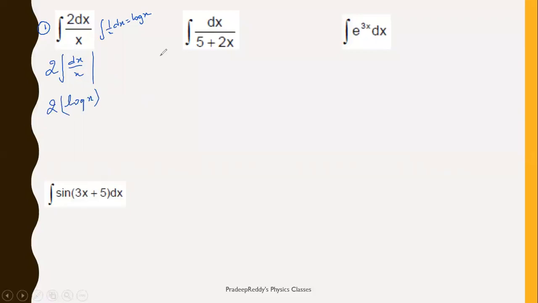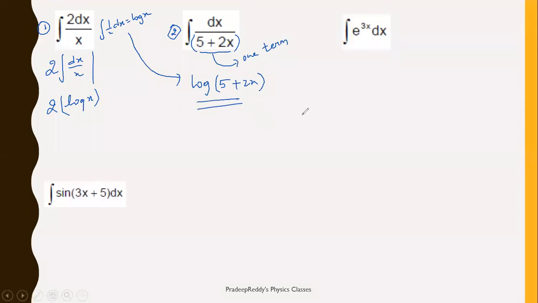Now coming to the second one. Here we have dx divided by 5 plus 2x. 5 is a constant, and only in the second term 2x is the variable. This total you can consider as one single term. So if you consider this total as one term, you write integration dx by x. Simply using the same relation, you will get log of 5 plus 2x. This is the answer for this expression.